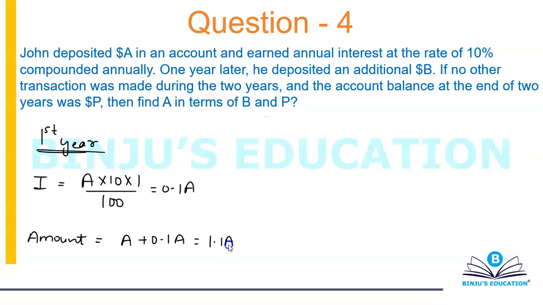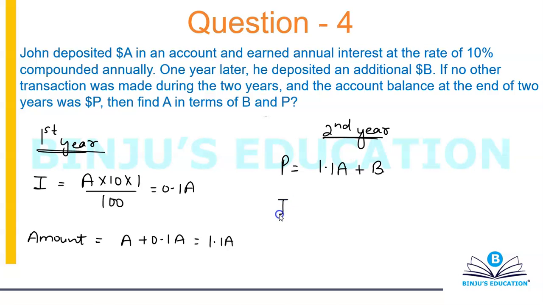Now when you go to the second year, because now your amount is 1.1A, it says that a year later he deposited an additional $B. So now if you talk about the second year individually, my principal will become 1.1A, which is the amount from the first year, and the additional money, that is B, that you have deposited. Now you take this as principal and again calculate with the help of simple interest. Why even go to the compound interest formula? It's not required.